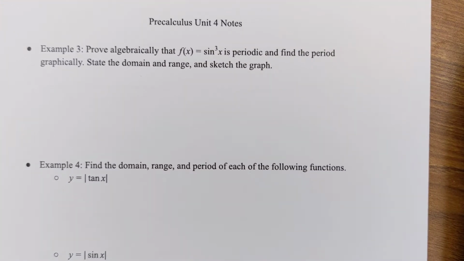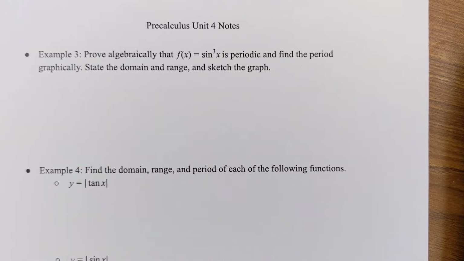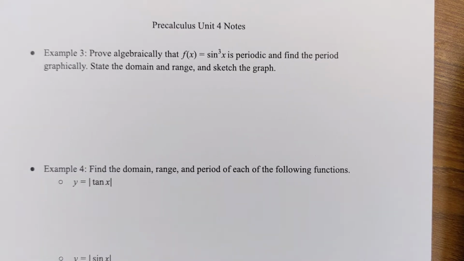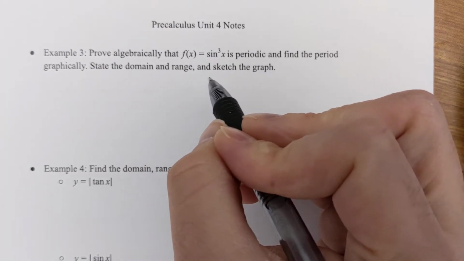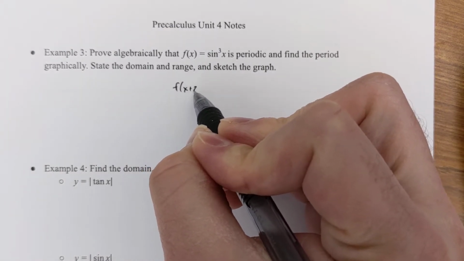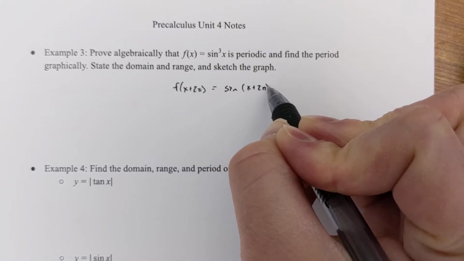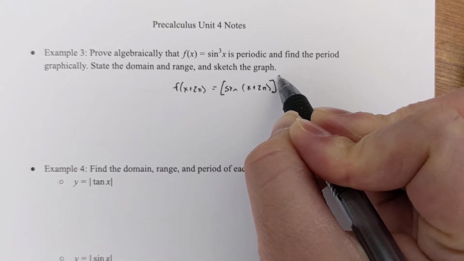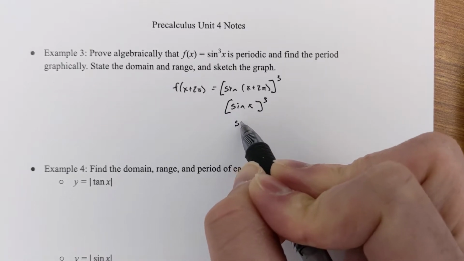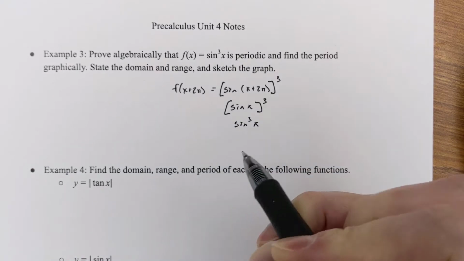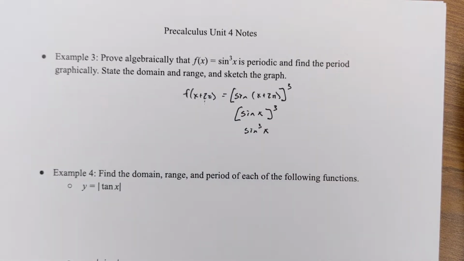Okay, so example 3, prove algebraically that sine cubed of x is a periodic function, find the period graphically, state the domain and range, and sketch the graph. Once again, f of x plus 2 pi is the sine of x plus 2 pi, cubed, but that's the same thing as the sine of x cubed. So algebraically, the repeat gives me the same function again.